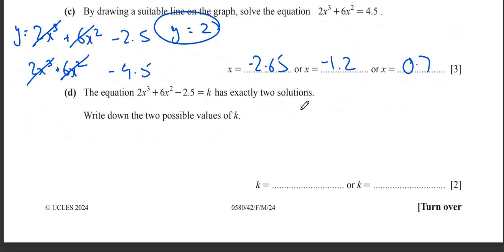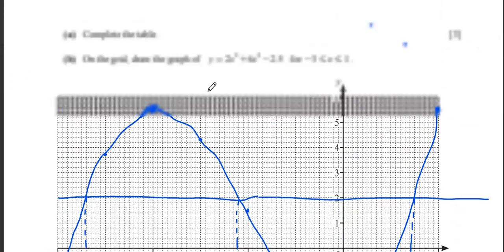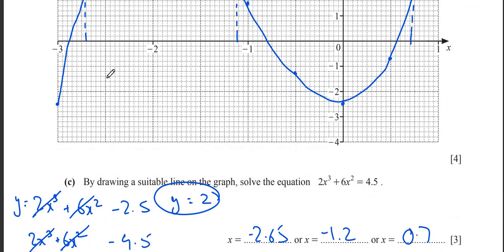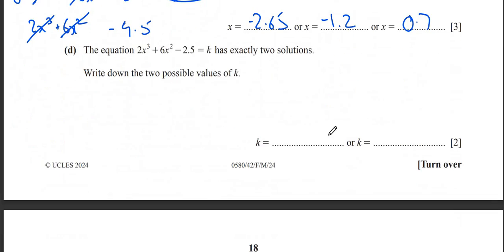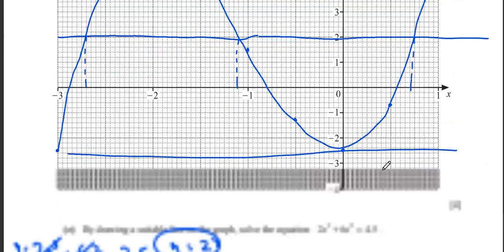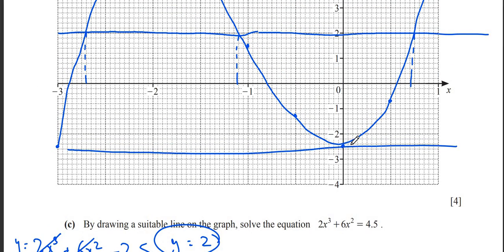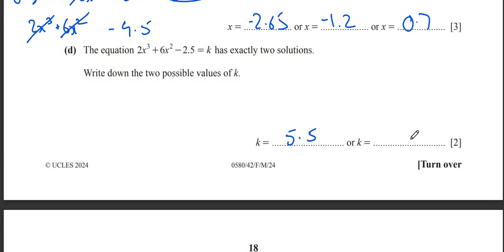So now the next part says the equation 2x cubed plus 6x squared minus 2.5 is equals to k has two solutions. Write down the two possible values of k. All right. So in this question, basically, they are asking you the maximum value, which is this point, and the minimum value, which is roughly this point. So the two values of k are going to be roughly 5.5 for the upper one, and the lower one is negative 2.5 something.